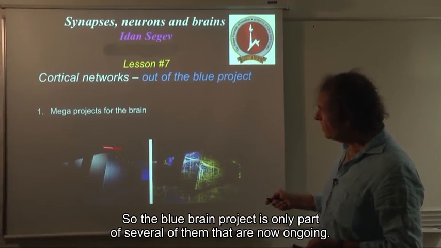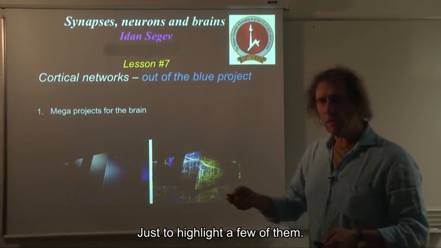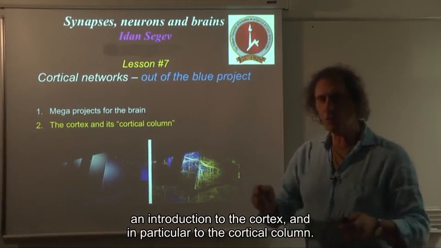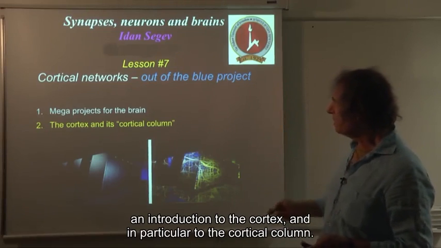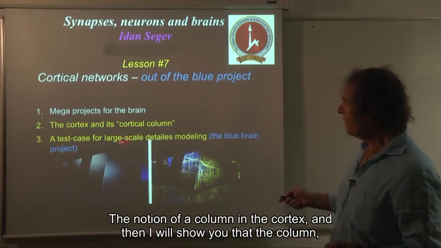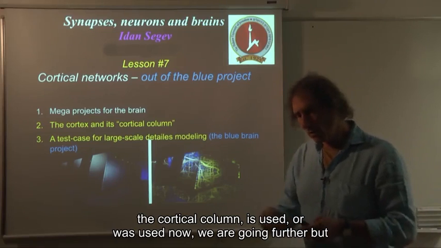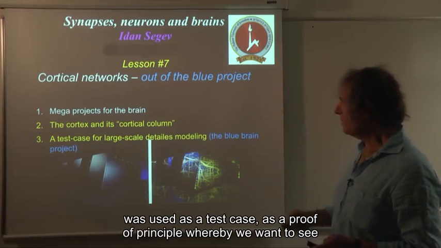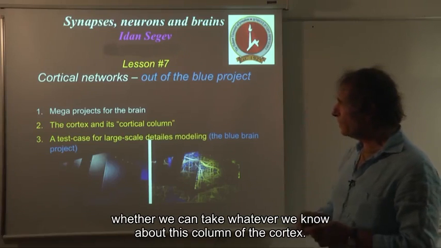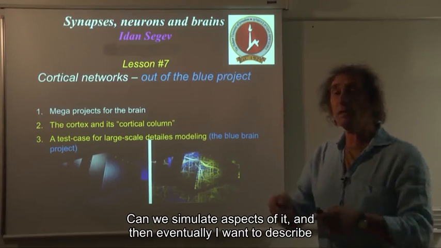The Blue Brain project is only one of several that are now ongoing, just to highlight a few of them. Then I will discuss the cortex very briefly, just to give you an introduction to the cortex, and in particular to the cortical column, the notion of a column in the cortex. And then I will show you that the cortical column was used, now we are going further, as a test case, as a proof of principle, whereby we want to see whether we can take whatever we know about this column of the cortex and simulate aspects of it.